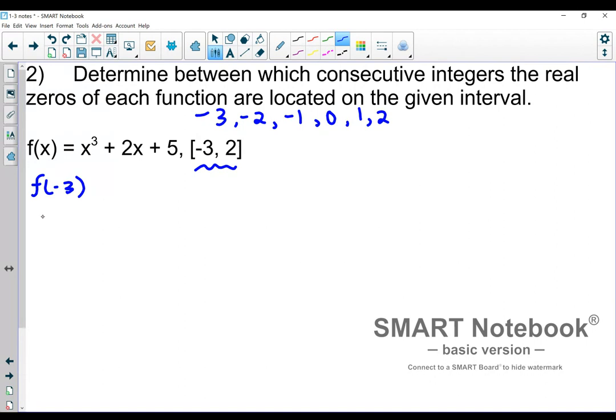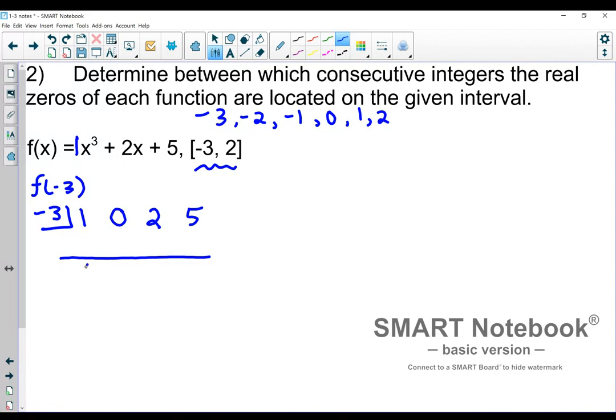So I will start and I could do regular substitution, but I'm going to choose to do synthetic substitution because it's a good review. I put -3 in the corner, and next to it I write down the coefficients of my function. I have a 1x cubed. I have no x squared, so I have to put a 0. 2x, so I write a 2, and then 5. Synthetic means fake. I'm not really substituting the -3 into this function. I'm using this other fancy cool method, and I get the same answer.